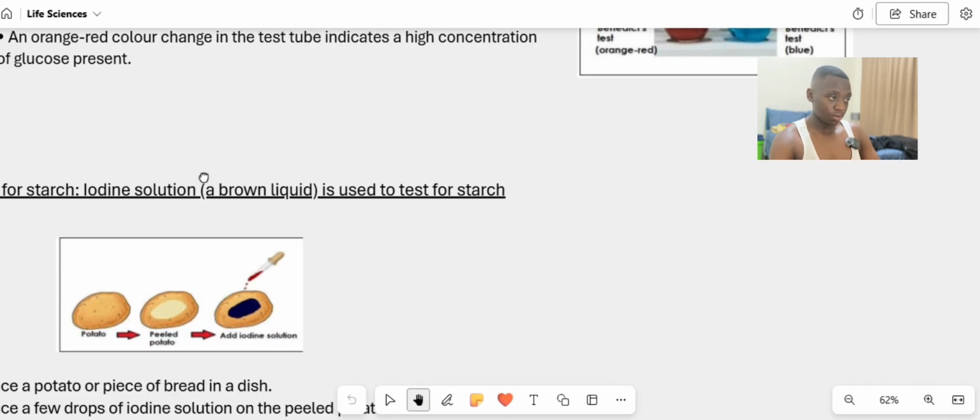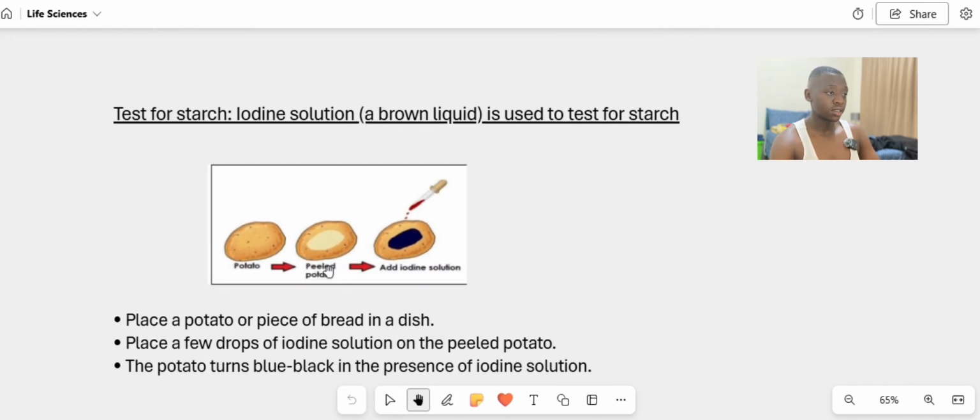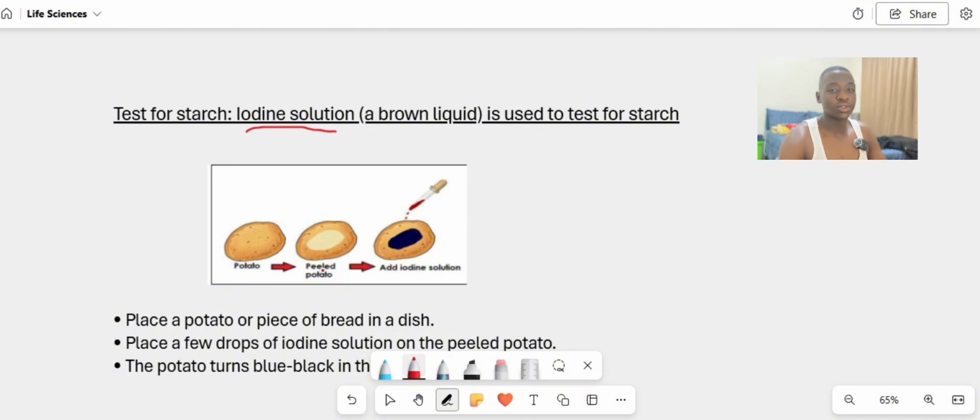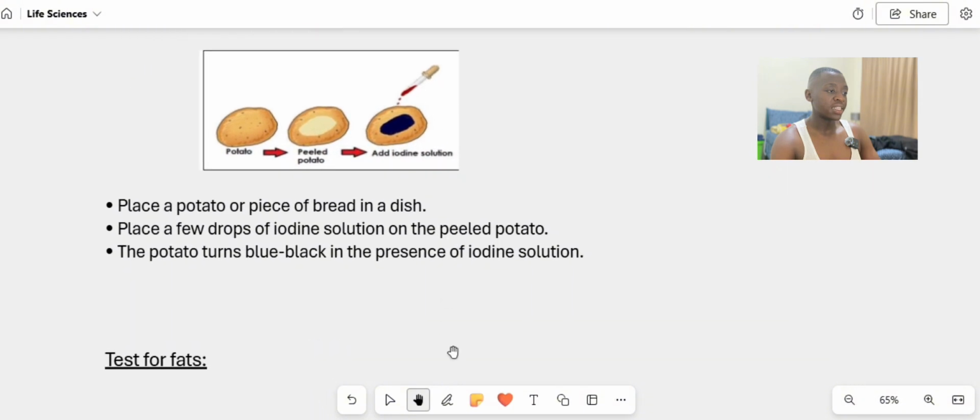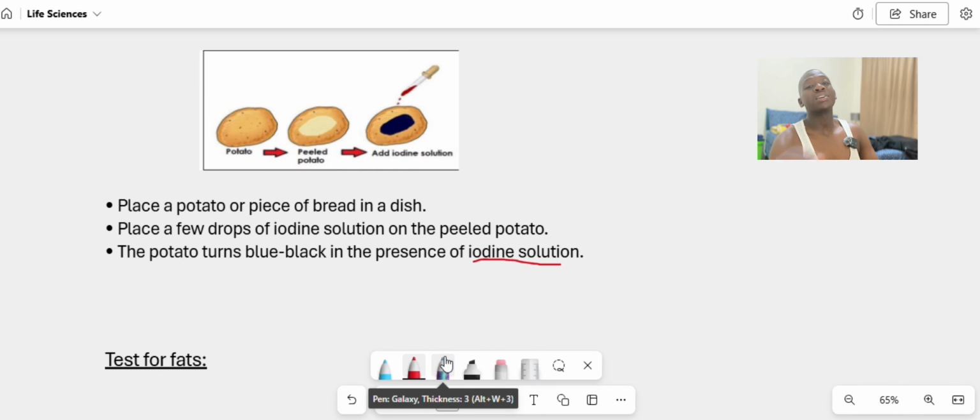As we go on, we're going to the test for starch. The test for starch uses iodine solution, which is a brown liquid. If you place a potato or a piece of bread in a dish, obviously we all know that a potato has starch. Place a few drops of iodine solution on the peeled potato. The potato will turn blue-black. That blue-black indicates the presence of starch in the specific sample.